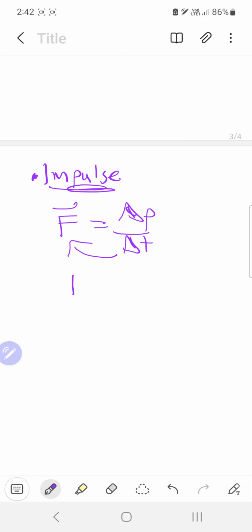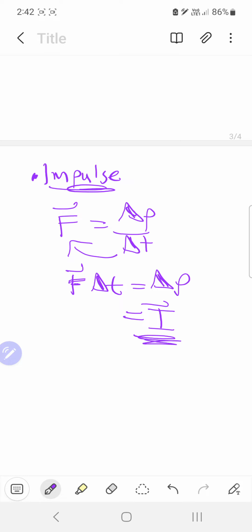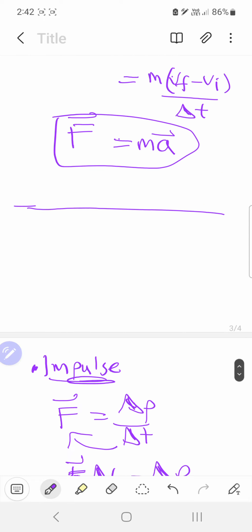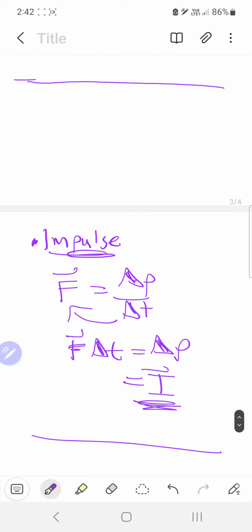So let's take this delta t over to get this, and by definition that's the impulse. Okay, impulse is also a vector because force is a vector. And there we go. So that's how momentum, force, and impulse are all related.